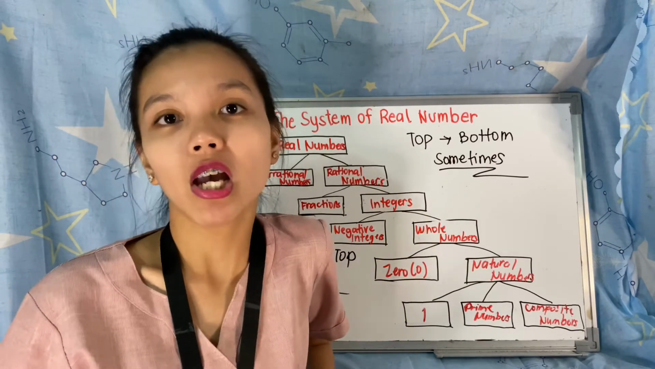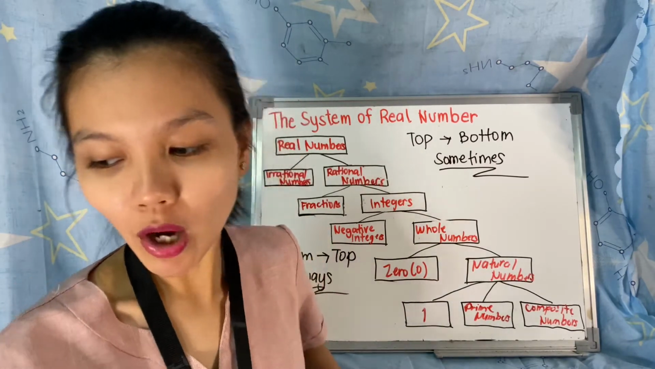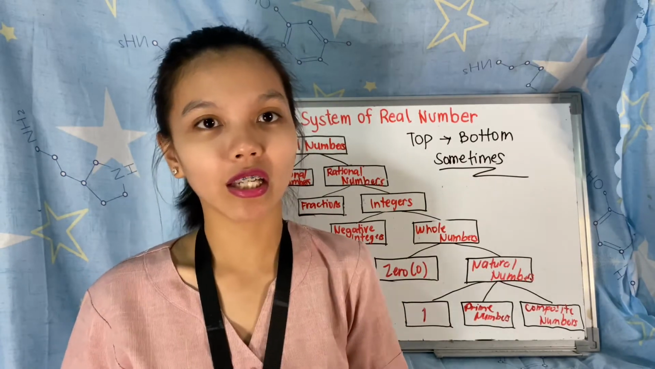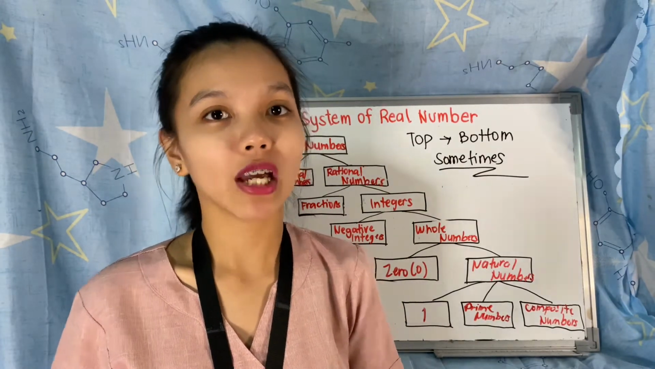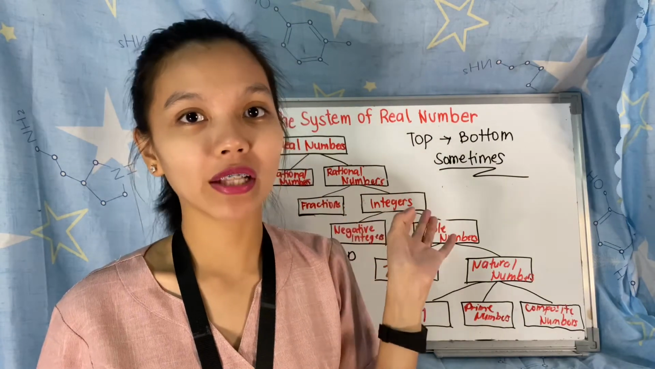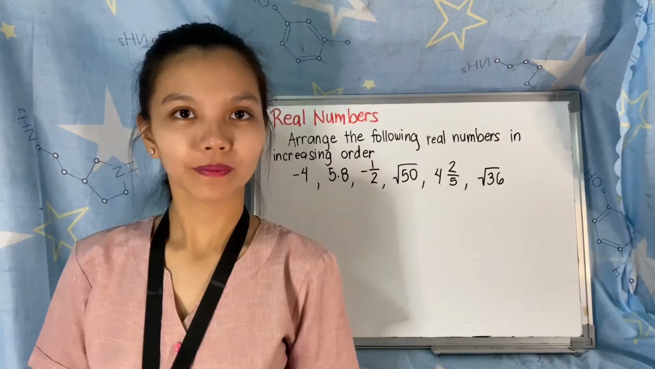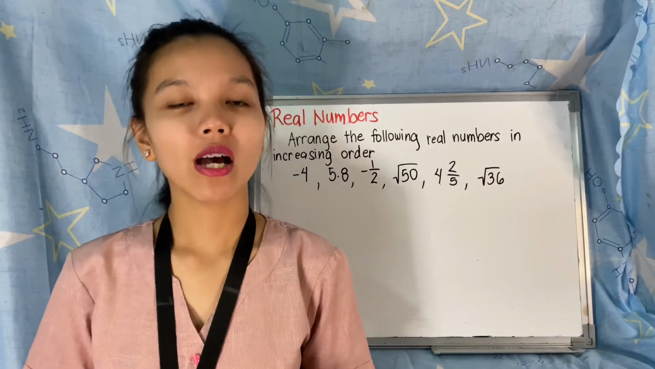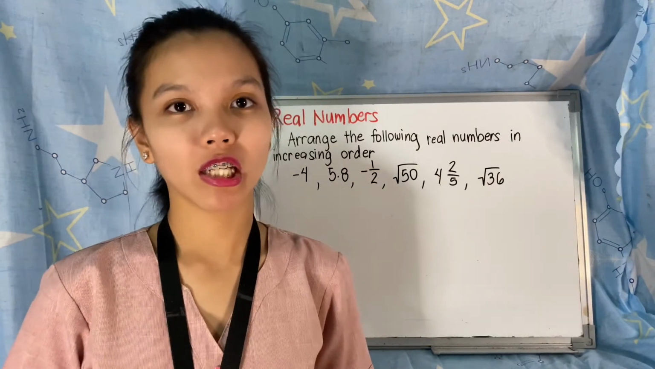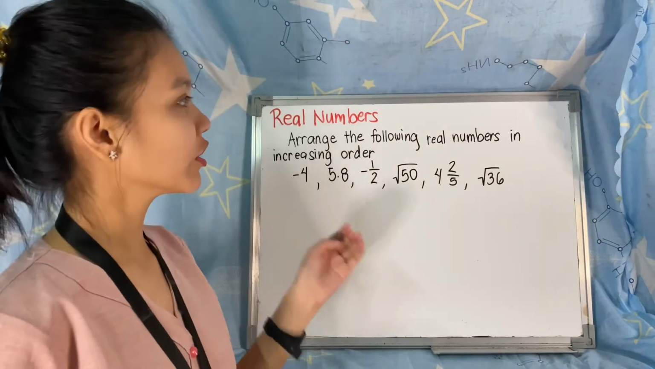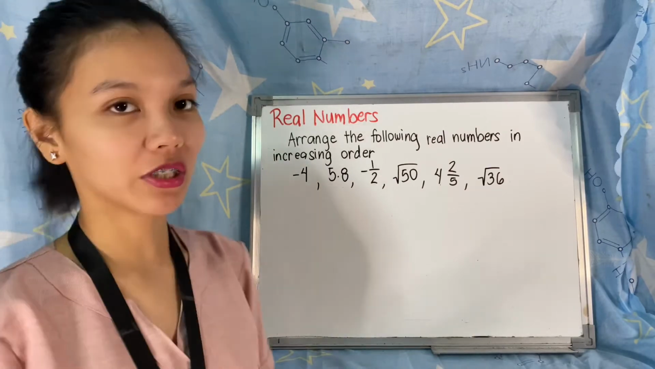So now, we're going to discuss how to arrange numbers in decreasing and increasing order on a number line using the different subsets of real numbers. So here are the examples. So now we are going to arrange real numbers in increasing or in decreasing order. For example, arrange the following real numbers in increasing order.